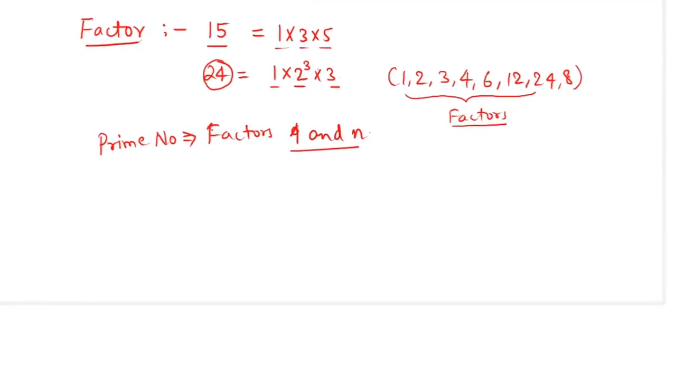Now take an example of 7. The factors are 1 and 7. So this becomes a prime number. But consider the same example of 15, where the factors are 1, 3 and 5. The factors are not 1 and n, which is 15. Hence 15 is not a prime number.